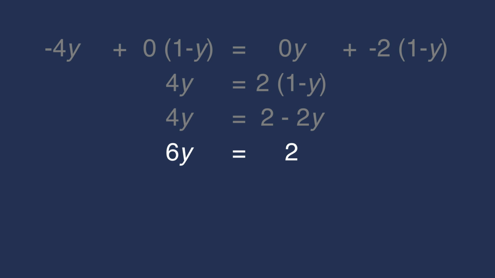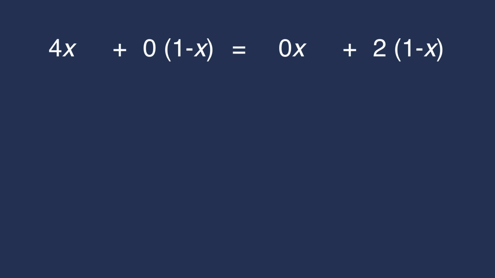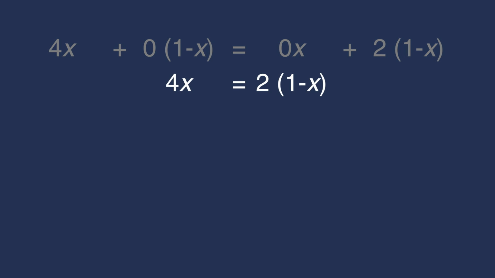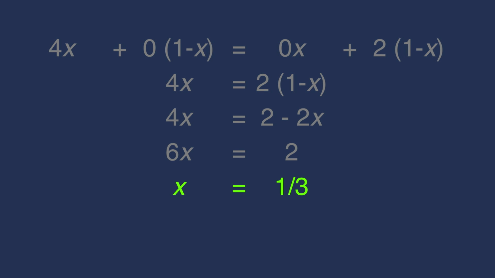Let's get the y by itself. To do that, we divide both sides by 6. We're left with y equals 2 over 6. This equation reduces to 1/3. So y, the probability that the leader will wager small, is 1/3. You can do the math on your own, but take my word for it that since this is a symmetrical game, the probability that the trailer will wager small is also 1/3.